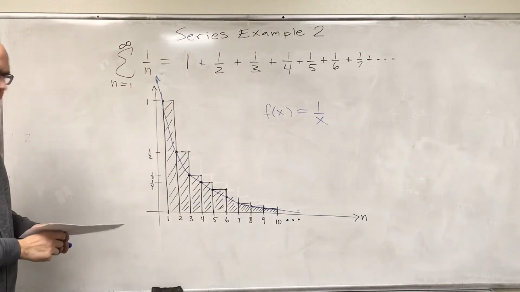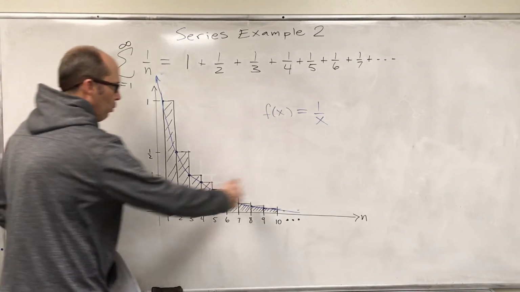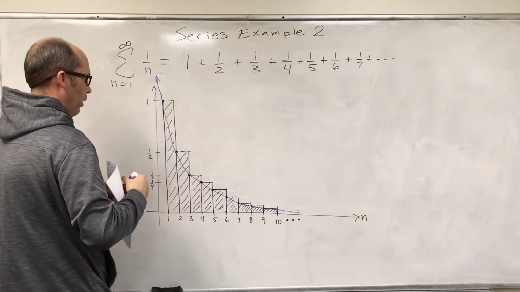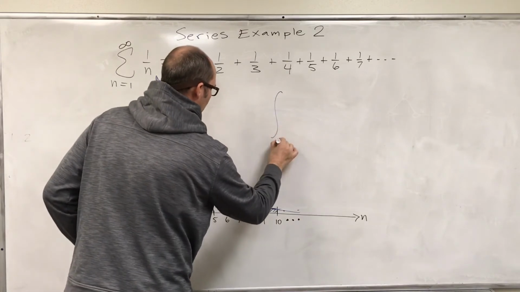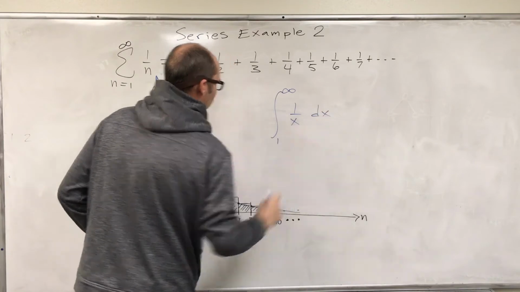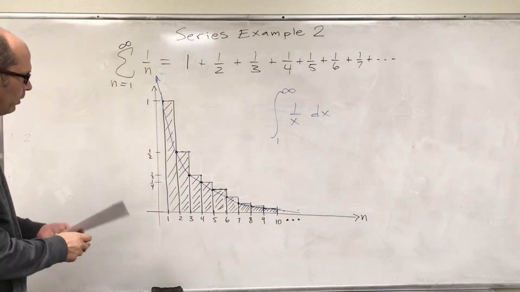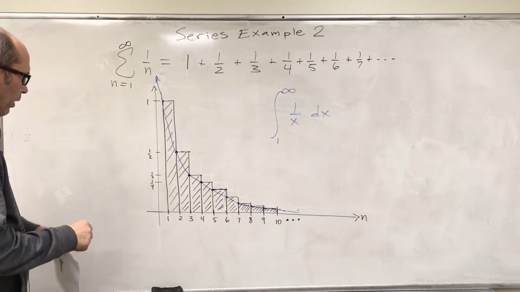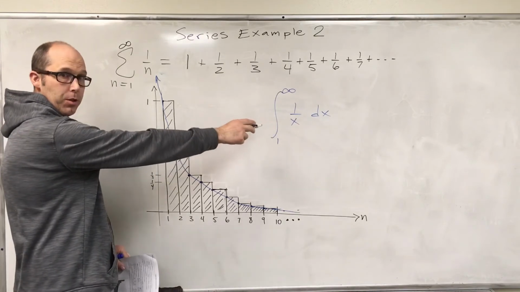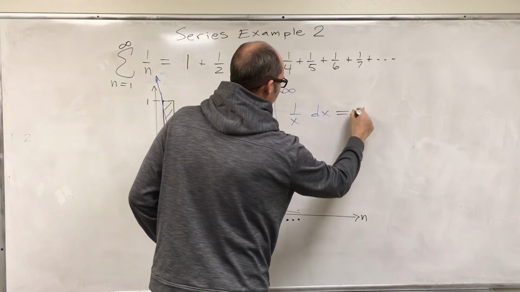And now let's think about the improper integral from 1 to infinity of 1 over x dx. I'll show this in just a minute. You'll see that this actually diverges to infinity.